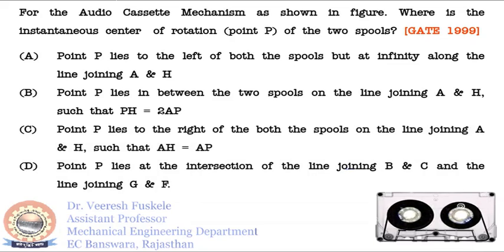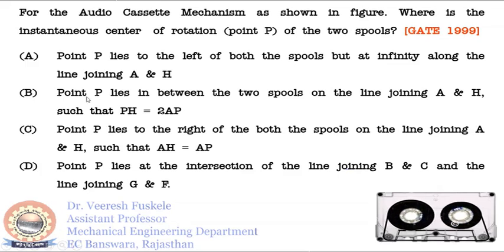So the options are given as: point P lies on the left of both the spools but at infinity along the line joining A and H. So these are the spools, these two rings or wheels, on which the tape unwinds and winds.